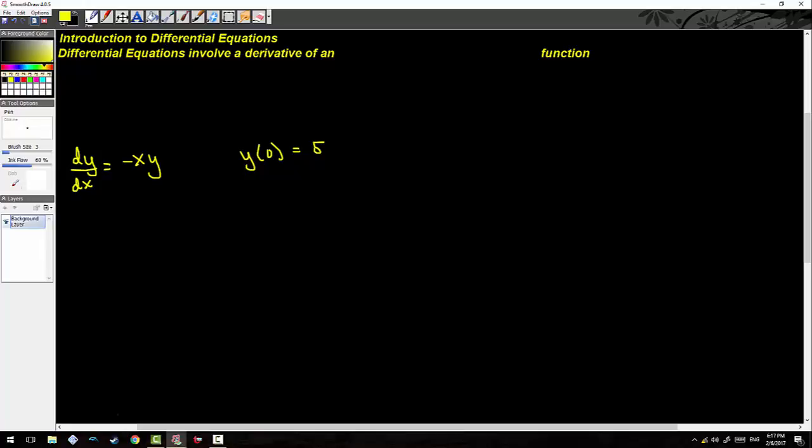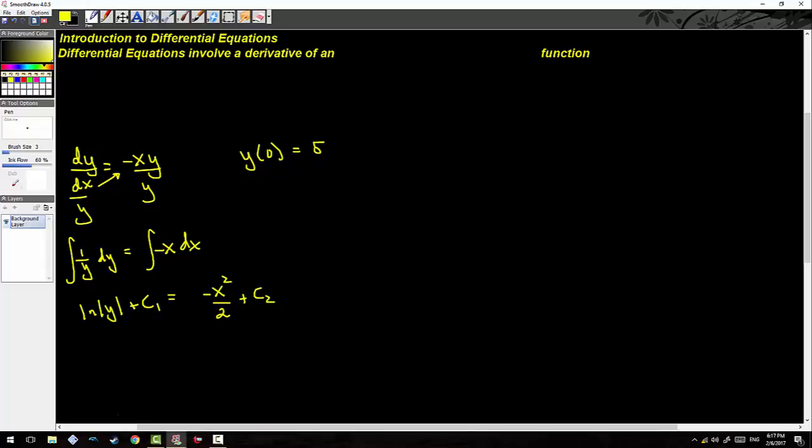Obviously, like putting ice cream in the freezer, we are going to separate those terms. So I got 1 over y dy is equal to negative x dx. So let's integrate. I've got natural log of the absolute value of y plus c1 is equal to negative x squared over 2 plus c2.